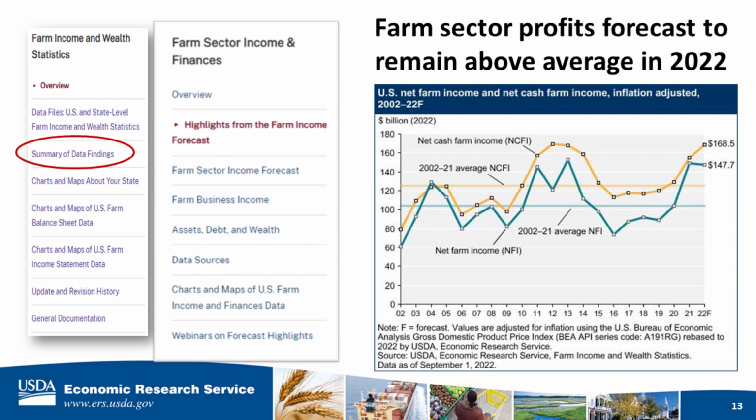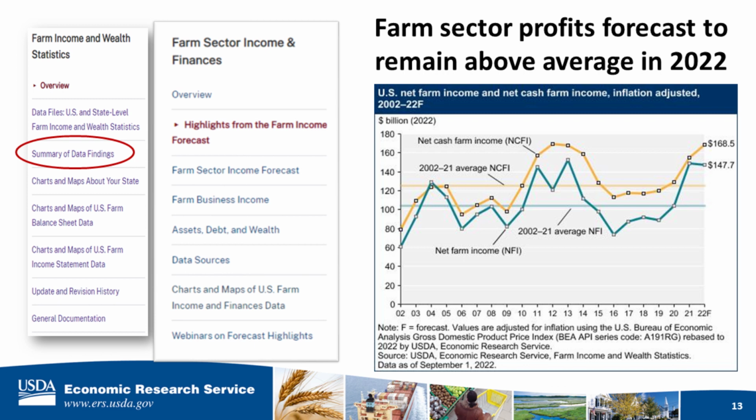From the left-hand menu of the data product page, if you click on Summary of Data Findings, it will take you to our Farm Sector Income and Finances topic page, which has a written discussion of our current forecasts and includes some nice charts, such as this one, which shows our two primary measures of net income over the past 20 years and the 2022 forecasts in real dollars.